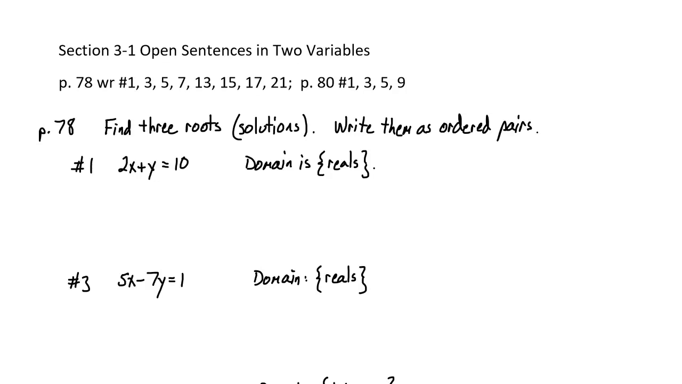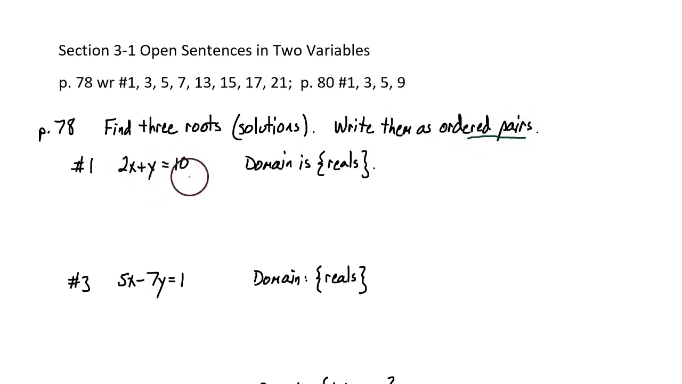Here's the answer for page 78, the written exercises beginning with number 1. We're given an equation that has two variables, x and y, and the directions say to find three roots of that equation, to find three solutions. Because there are two variables, each one solution will actually have two numbers, a value of x and a value of y. That's why we're going to write our solutions as ordered pairs.